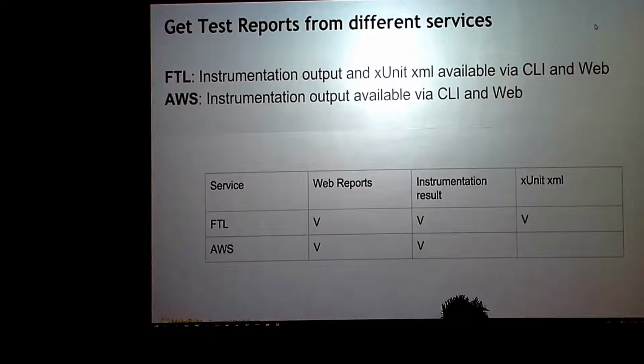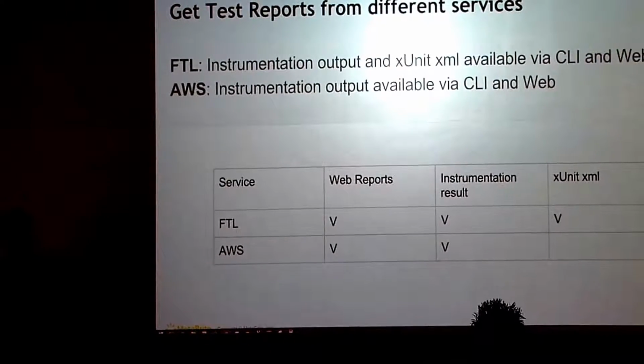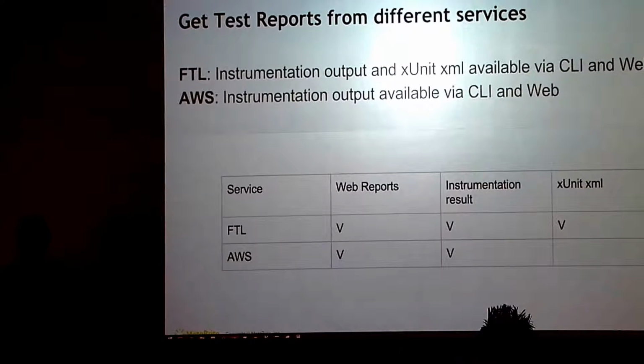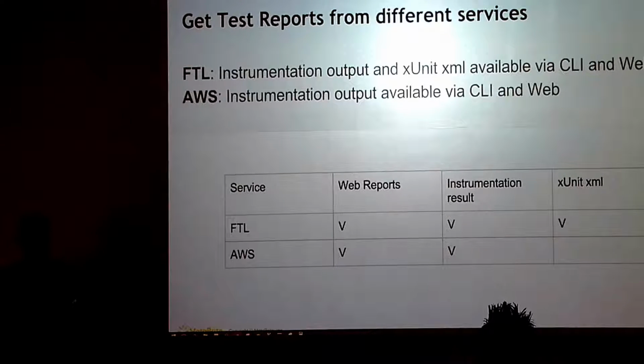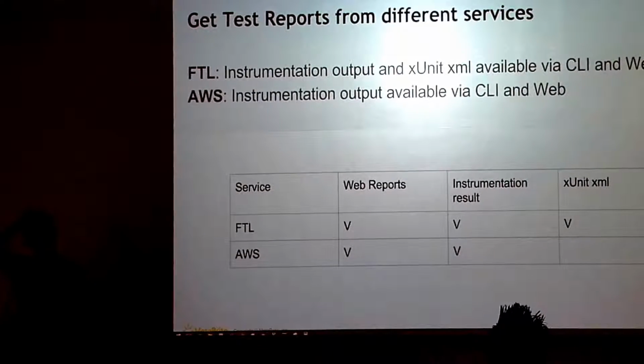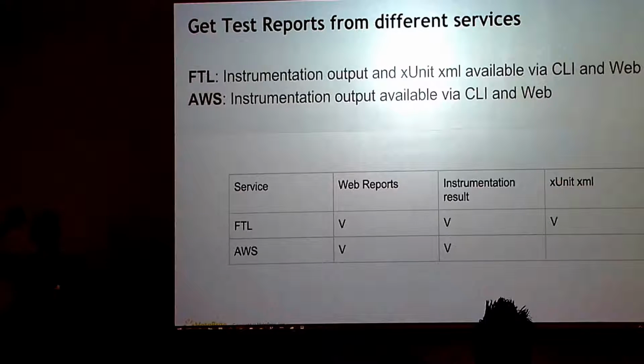Getting them back, well, both of them support getting the results on the web for sure, and they also provide instrumentation test results. However, only Firebase provides XUnit or JUnit XML format because, I don't know, somehow AWS doesn't have it. JUnit XML is convenient if your CI has a JUnit XML parser that shows you a pretty graph of test pass, test fail, test runs. So if your existing tool uses that, you probably want to consider Firebase. But if you have a tool that actually parses instrumentation test output, then both services will work fine.